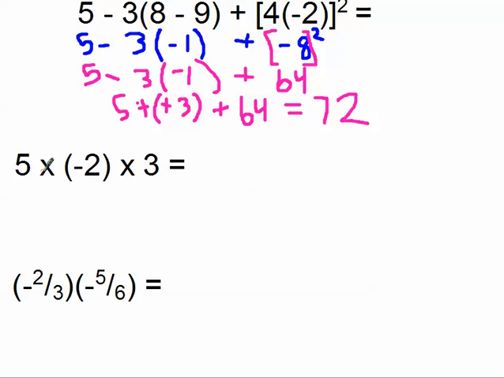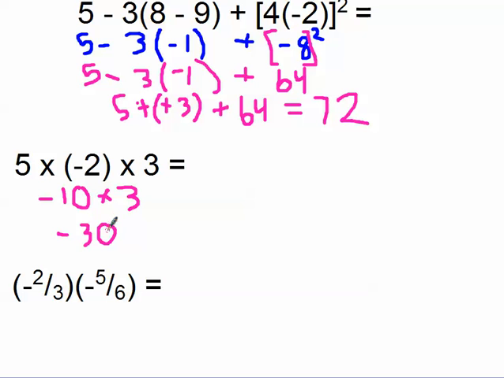When I'm down here, I'm going to go 5 times negative 2. A positive times a negative is a negative. That's going to give me negative 10 times 3. Now I've got a negative times a positive. That's going to be a negative. It's going to be 10 times 3 is negative 30.